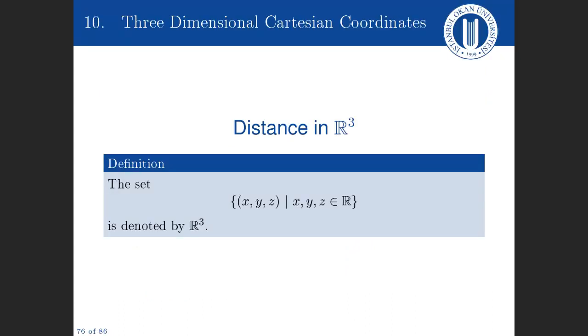We can measure distance in three-dimensional space. How do we write three-dimensional space? We write it as R cubed. Just as we were using R squared for two-dimensional space, we use R3 for three-dimensional space. So it's all of the points x, y, z, where each of x, y, z is a real number. So we've got 3 real numbers, so real number cubed.